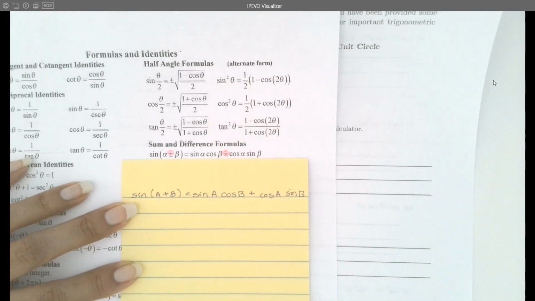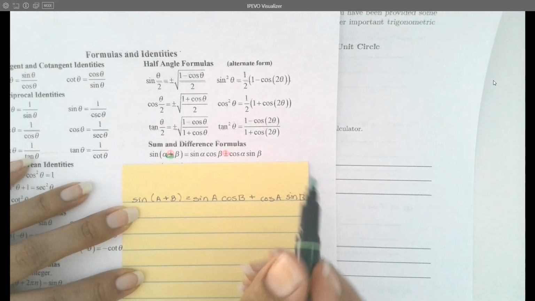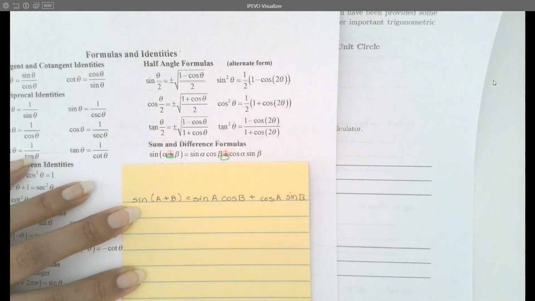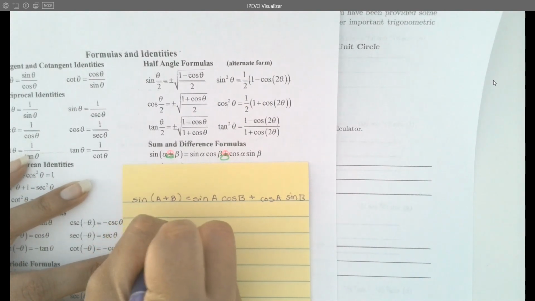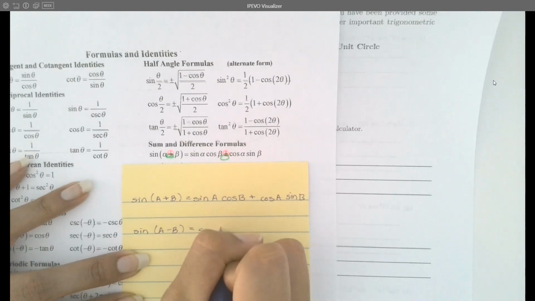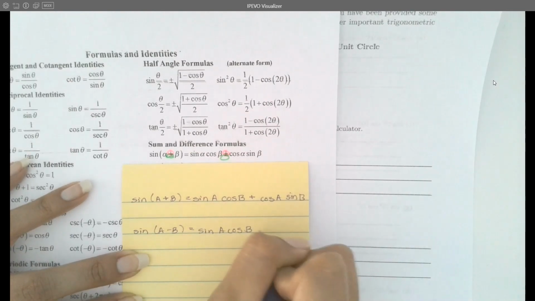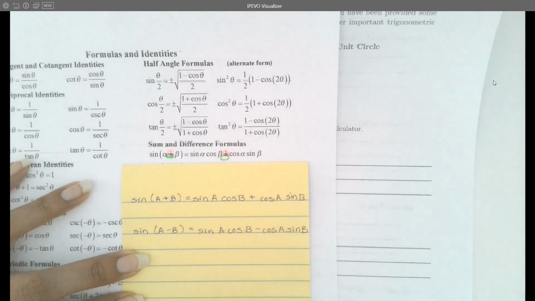And that's the first equation that's contained in there. The second equation is if you take the bottom symbol, so on the left-hand side we have a negative, on the right-hand side we also have a negative. So the second equation, or the second identity, would be sine of A minus B is equal to sine of A cosine of B minus cosine of A sine of B.